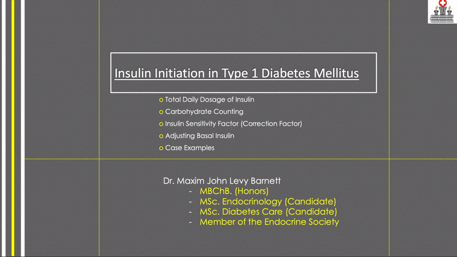So in this video we're going to cover how to determine the total daily doses of insulin that is required. We're going to cover something called carbohydrate counting. We're going to look into what's called a correction factor, and both the carbohydrate counting and correction factor are respectively giving insulin to cover a meal and giving insulin to correct when the glucose level is higher than it should be. We're going to look at how to adjust different insulin dosages, and we'll have a few examples.